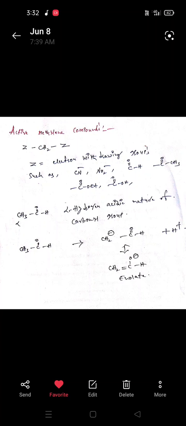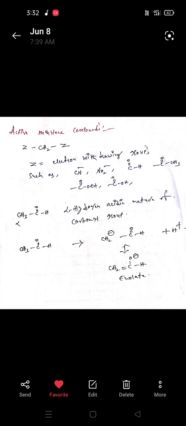In an active methylene compound, the methylene group has electron withdrawing groups on both sides. Here we take Z as the electron withdrawing group. The methylene group in the middle acts as an active methylene, so it readily loses a proton from this methylene carbon to form the carbon ion. That is the important property of these compounds: they readily form the carbon ion.